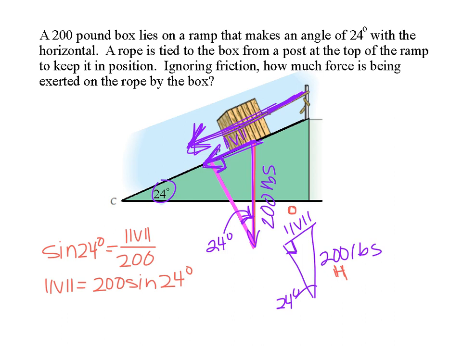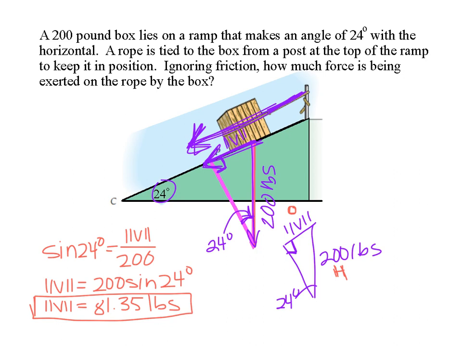And then making sure your calculator is in degree mode, 200 times sine of 24. You get that, then that box is acting on that rope, or pulling on that rope, with a force of 81.35 pounds. Okay.